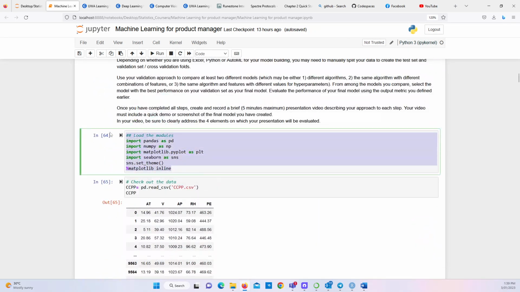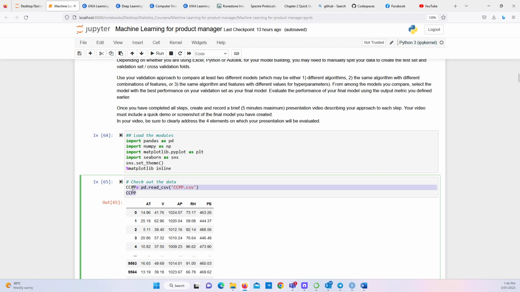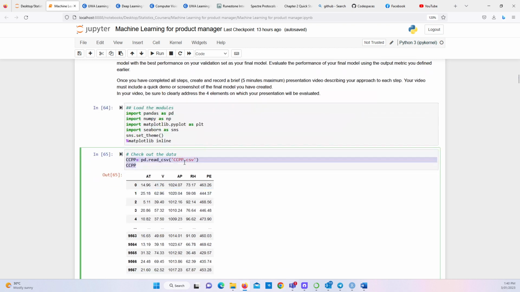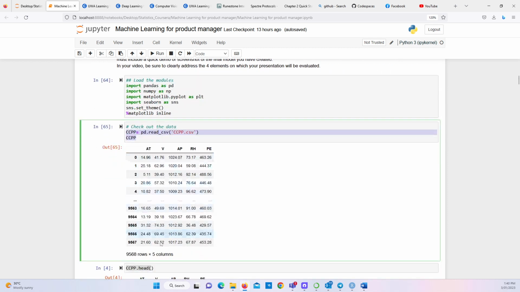For those of you who are familiar with machine learning, first we need to load some modules like Pandas, NumPy, Matplotlib, and Seaborn, because all these packages can do the calculations. Pandas can read a CSV file, NumPy can do anything related to numbers, and Matplotlib can do plotting. So I first load the data, the CCPP data, and you can have a quick look.